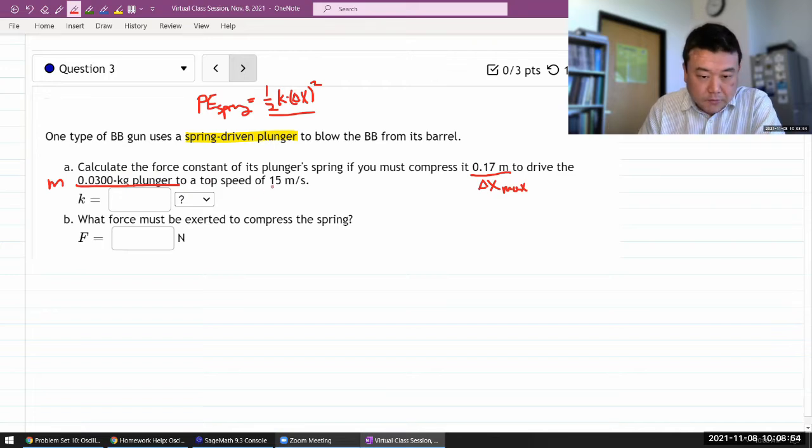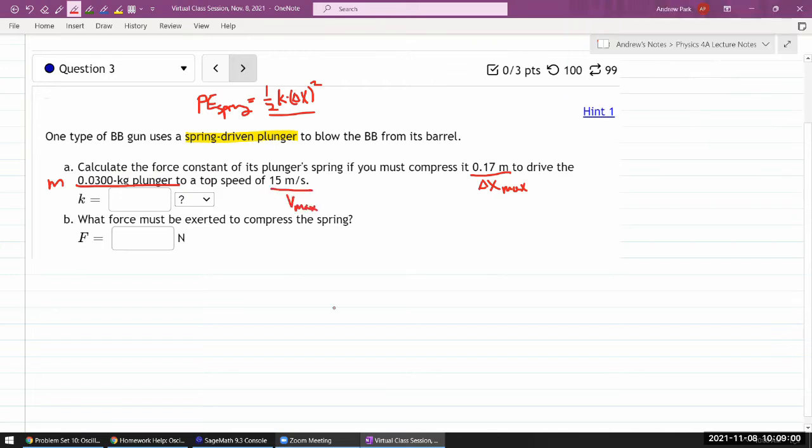Okay, so the top speed, Vmax. I feel like I've been given enough information. We are asked to find the spring constant, and I think I can use conservation of energy, because we are given some maximum distance compressed. That will connect to the maximum spring potential energy, which will connect to maximum speed, which will connect to maximum kinetic energy. So I think I'm going to use the conservation of energy principle.